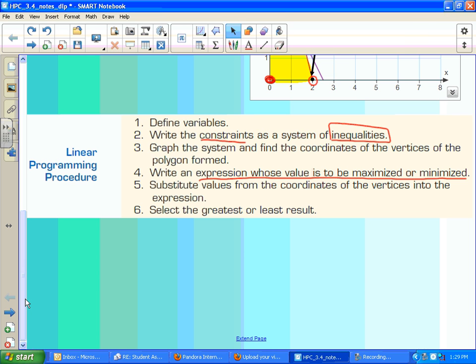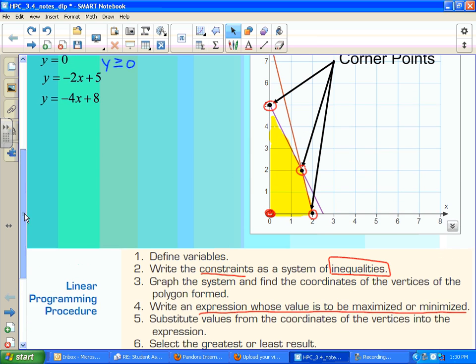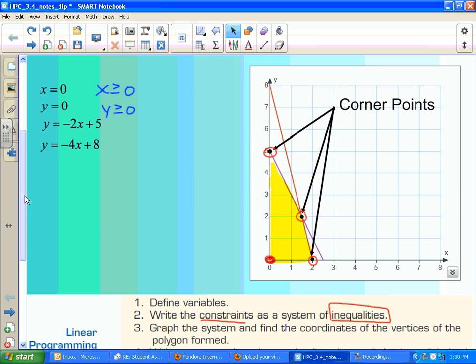We come up with that expression. We find our corner points. We use those XY values. We plug those XY values into our expression, and bam! We get number 6, the selection of the greatest or the least result, depending on what we are looking at. So that's our process. So what makes this difficult, challenging, is that we have to find these inequalities on our own. They aren't given to us.